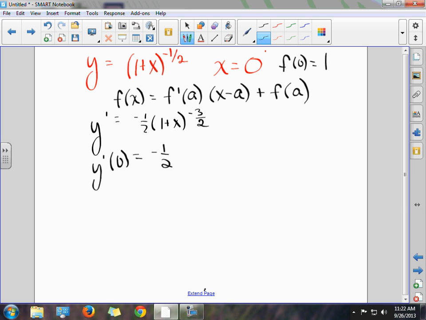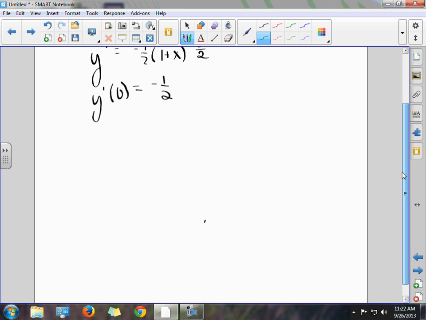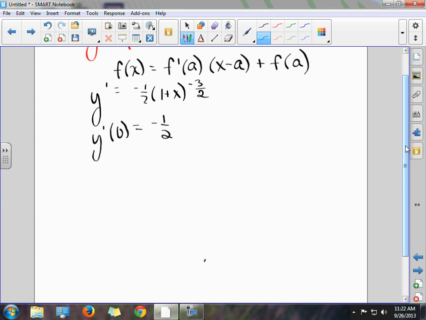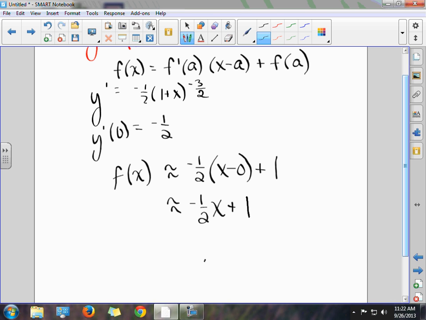So now what I can do is I can write my equation. I have all the pieces. I know a, I know f of a, I know f prime of a. So my f of x will be approximately f prime of a, which is negative 1/2, times x minus 0 plus f of a, which was just 1. So I could clean this up a little bit more, and it's just going to be negative 1/2 x plus 1. And so close to 0, this will be an approximation for my function. It's pretty neat.